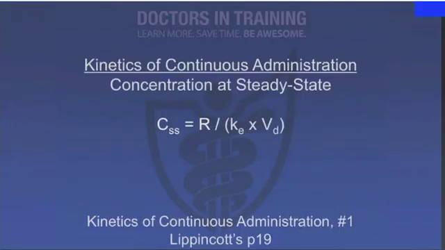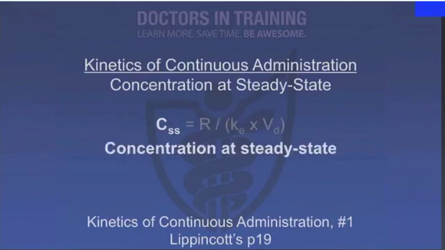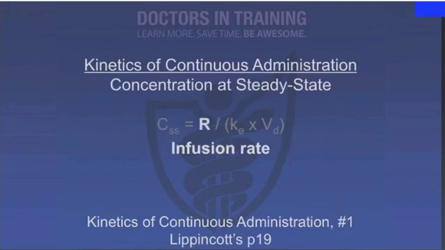Toward the bottom of page 19, you see this formula. And again, this is not one of the formulas you need to memorize, but it helps you see a couple of things. So you see the formula, CSS equals R over KE times volume of distribution. CSS is the plasma concentration at steady state. R is the infusion rate. And we've already seen that the denominator, KE times volume of distribution, is clearance. We saw that when we were talking about half-life. Look back and you'll see that. So plasma concentration at steady state equals R, or the infusion rate, divided by clearance.